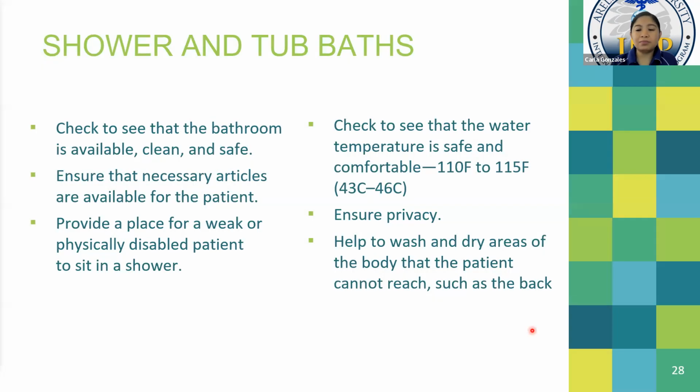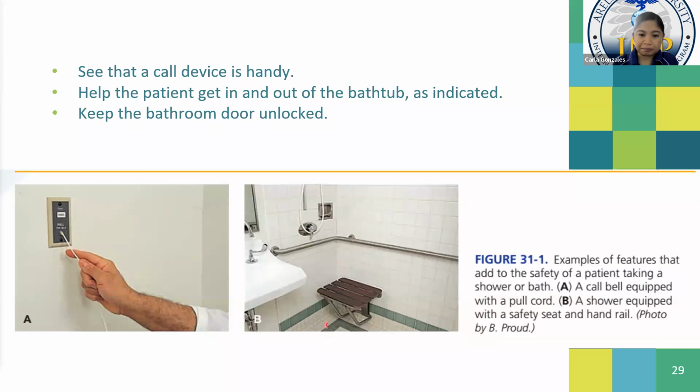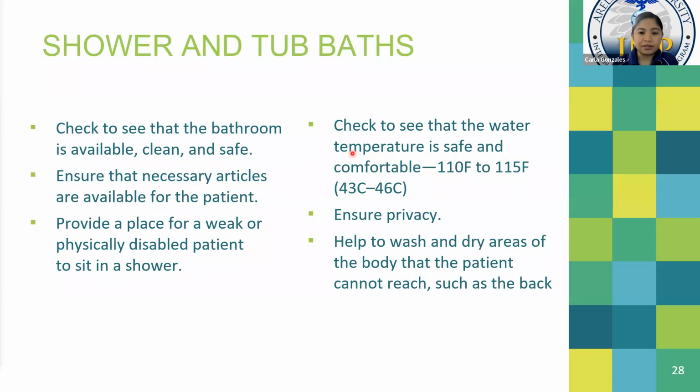Some examples of bathing care would be using the shower and tub baths. You have to check to see that the bathroom is available, clean, and safe. If you are to assist the patient, ensure that necessary articles are available, and provide a place for a weak or physically disabled patient to sit in a shower. I have a picture here next. You would see there's a chair in the shower area. Of course, you have to check the temperature of the water.